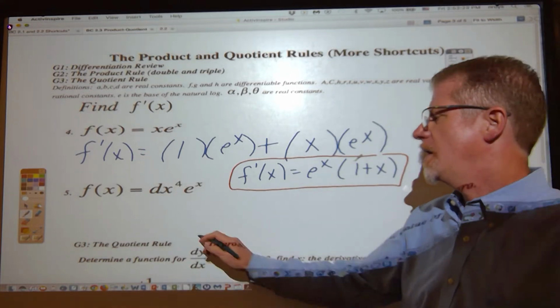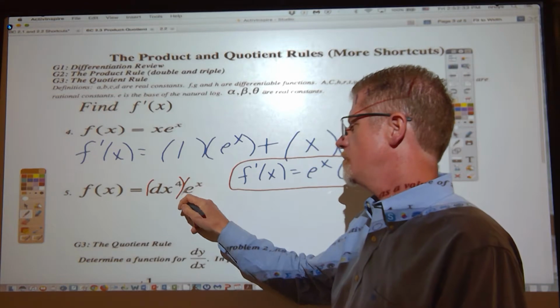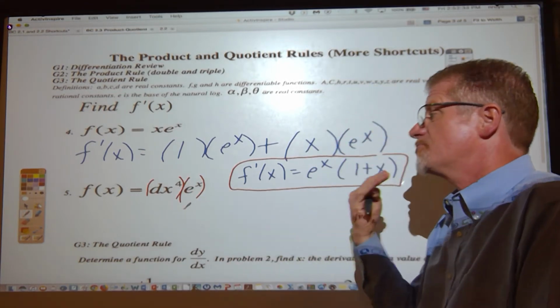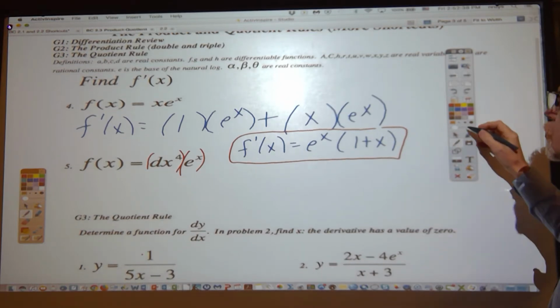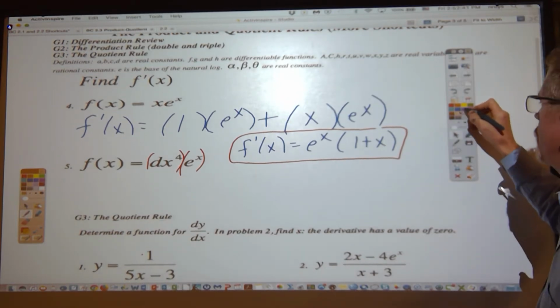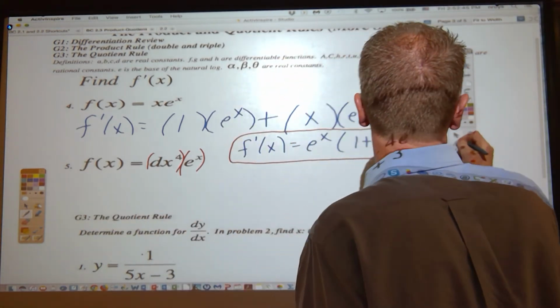And on number 5, let d tag along with either the first factor or the second one, but not both. Don't distribute the d to each factor. But try number 5 on your own. Find f prime of x.